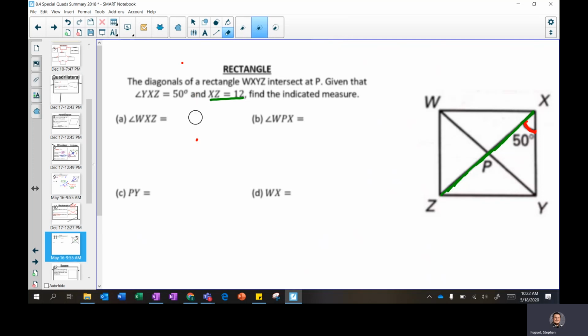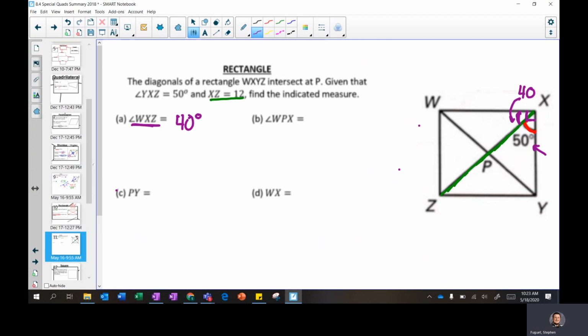So we now want to find the different measures. We're going to begin with, and I'm going to keep trying to color code this, purple, WXZ, that's this angle right here. Well, you might notice that we've already indicated that 50 was the angle here. This angle will not be 50 because, again, it's not a rhombus. What we actually have to identify is that this entire angle is 90 degrees. And since that entire angle is 90 degrees, if the bottom angle is 50, the top angle must be 40. So there's our first angle.